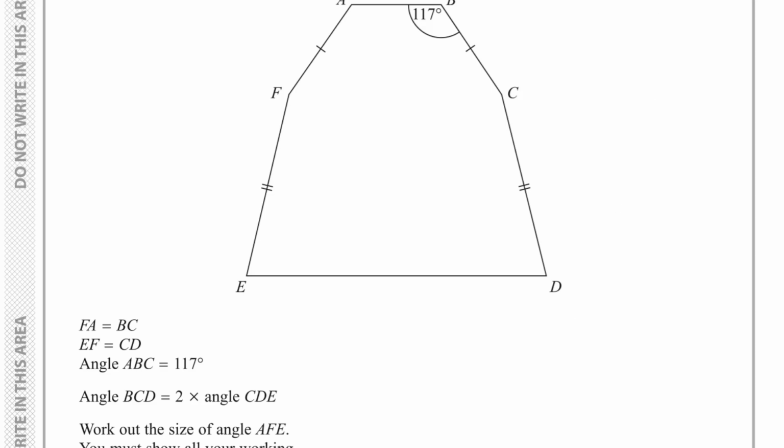Well, if we have a line of symmetry, we have a line of symmetry over here. That's the only place we have a line of symmetry. Now we're also told that the angle BCD is equal to twice the angle CDE. So if this angle over here is x, then this angle over here is equal to 2x. And through symmetry, this angle is going to equal x, and this angle is going to also equal x.